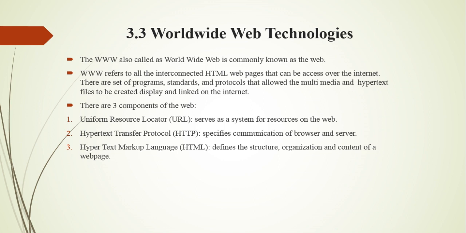There are three components of the web. Uniform Resource Locator, also known as URL, serves as a system for identifying resources on the web. Hypertext Transfer Protocol, also known as HTTP, specifies communication between browser and server. The third one is Hypertext Markup Language, also known as HTML, which defines the structure, organization, and content of a web page.